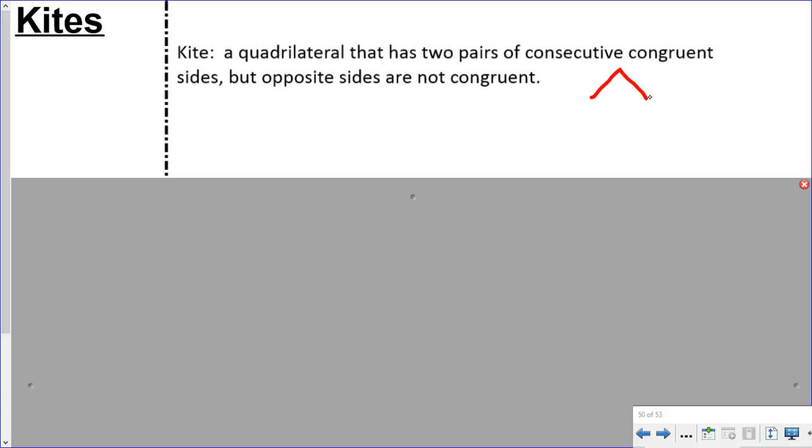So I've got one pair of adjacent sides, or consecutive sides, that are congruent. And then if I draw another pair of consecutive sides, these two sides are touching and they're congruent to each other. But notice that these opposite sides are not congruent to each other. That's that last piece. All four would not be able to be congruent, because if all four were congruent, then it wouldn't be a kite, it would be a rhombus. So you've got two pairs of consecutive sides that are congruent to each other. That is a kite.